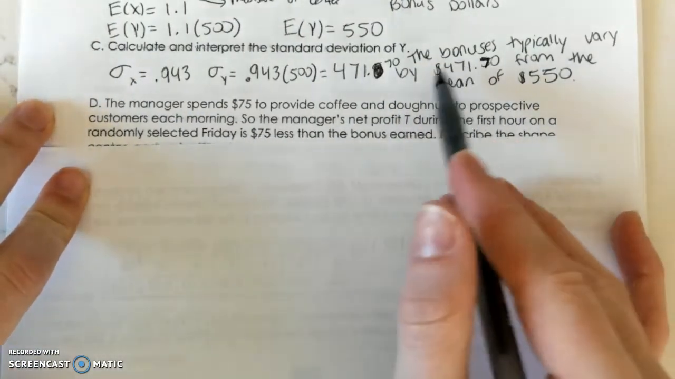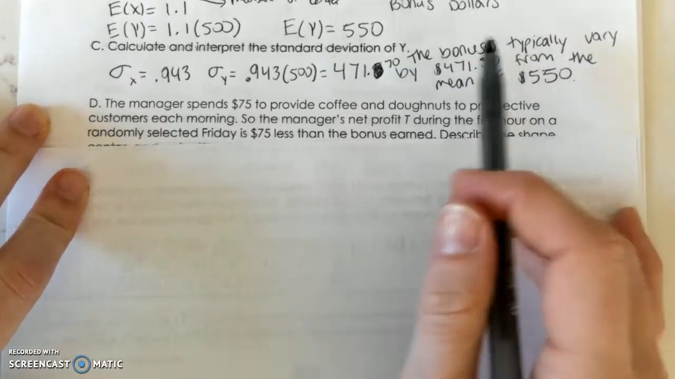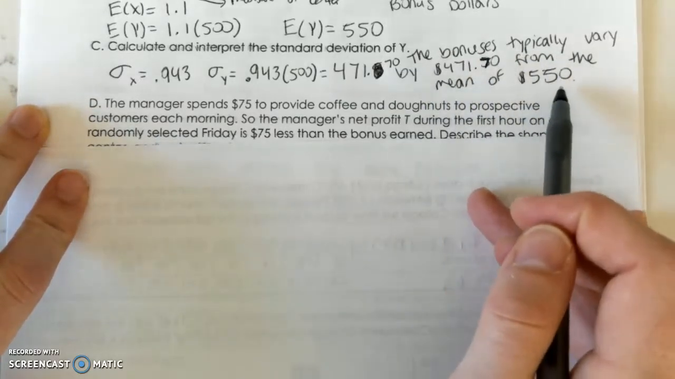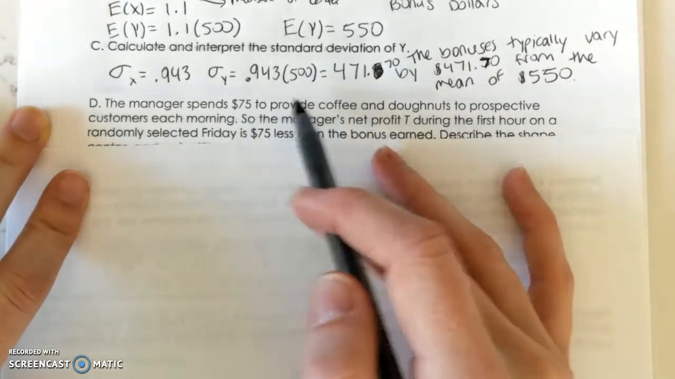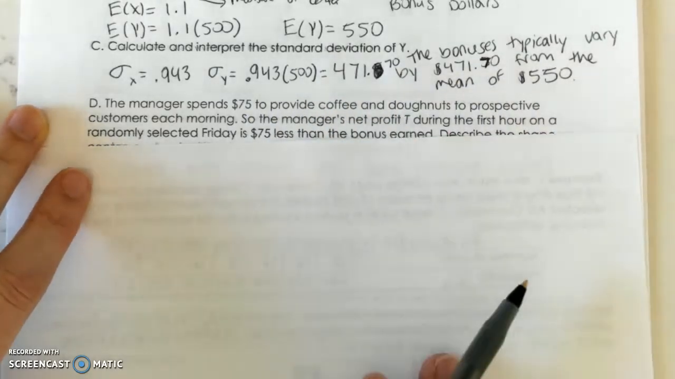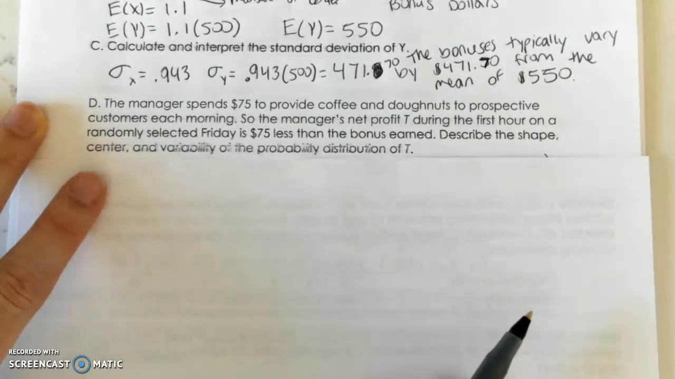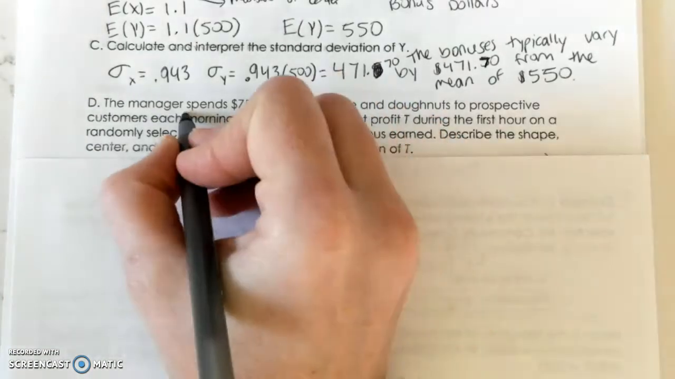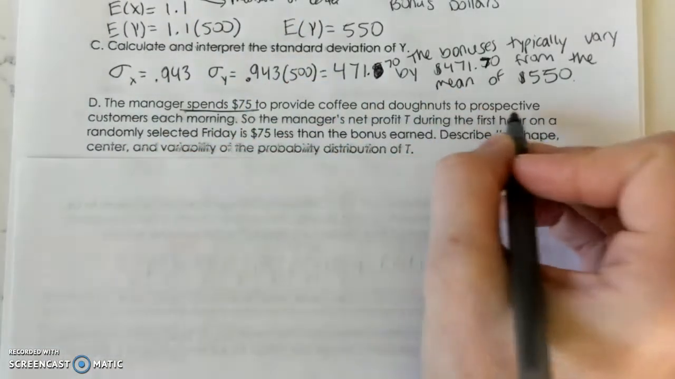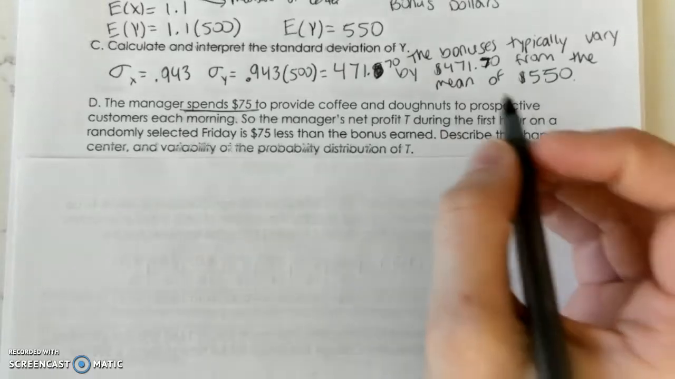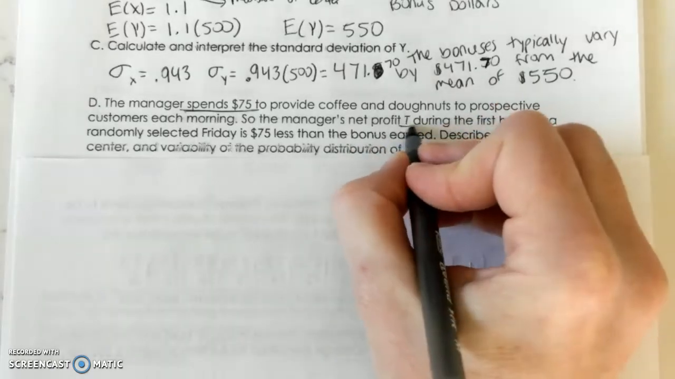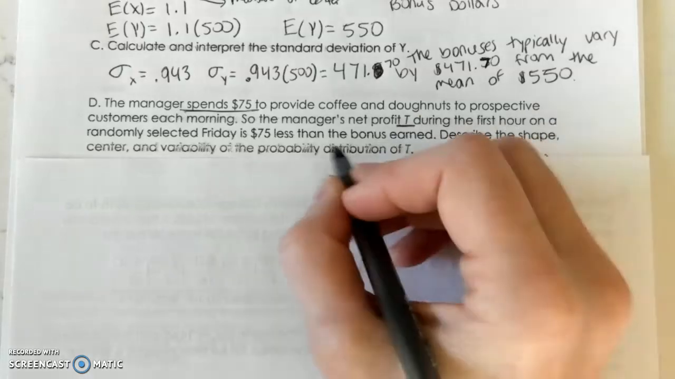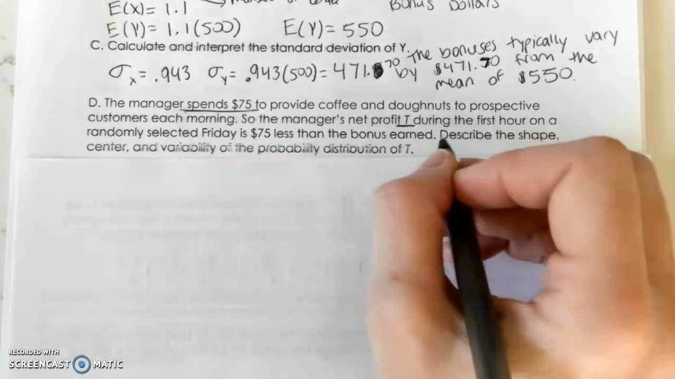All right, so you should have written the bonuses typically vary by $471.70 from the mean of 550. So remember, standard deviation is our typical variation from the mean, right? All right, so looking at part D, the manager spends $75 to provide coffee and donuts to prospective customers. So the manager's net profit, T, so now we have a new random variable, T, during the first hour is 75 less than the bonus earned.